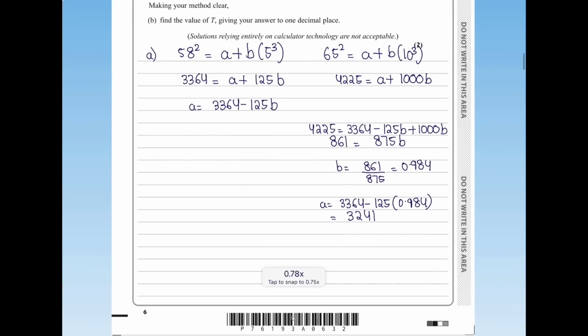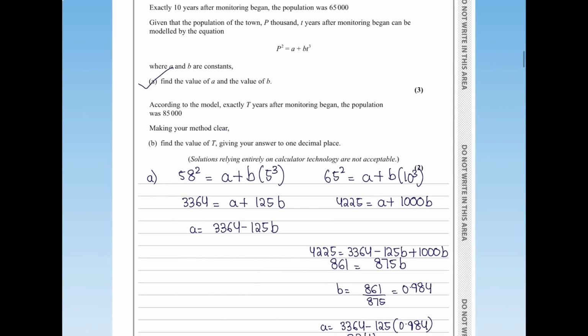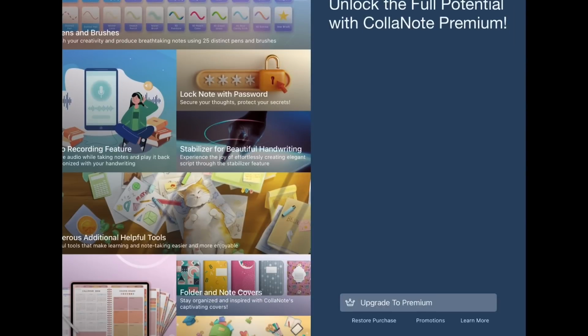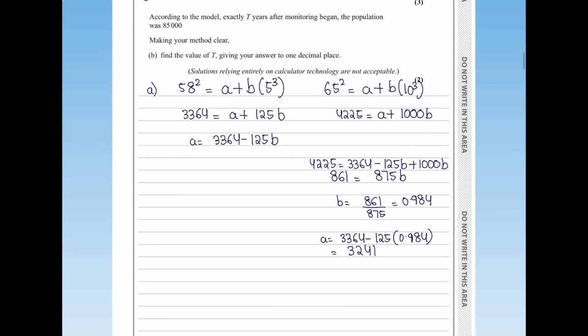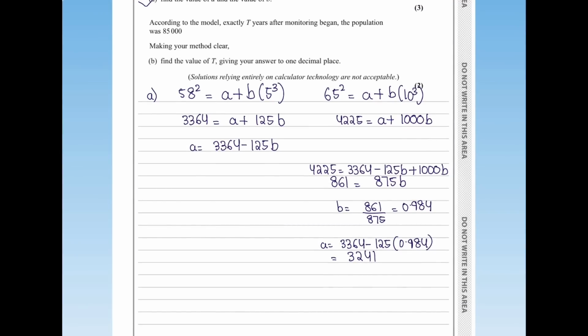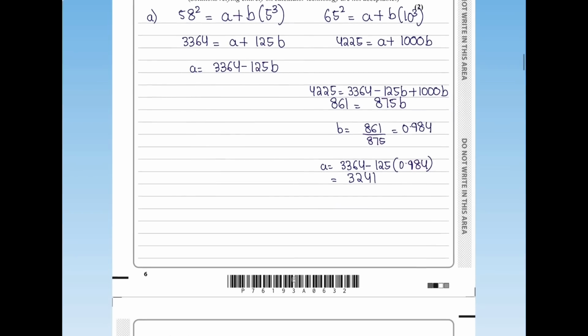Okay, I've got the values for A and B, so my first part is going to get 3 marks. According to the model, exactly 3 years after the monitoring began, the population was 85,000. Make your model clear. So I define the value of t now and using the values.